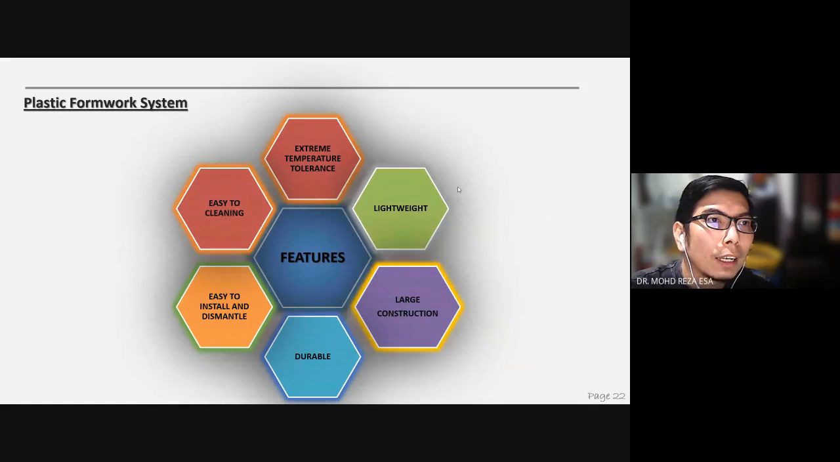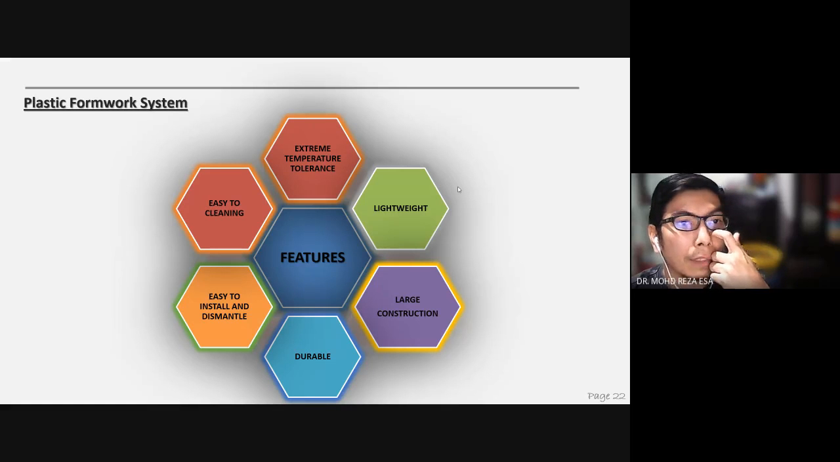Alright, next formwork system that we have is plastic, made of plastic. So these are some of the features of the plastic formwork system, the characteristics of this plastic formwork system, which include extreme temperature tolerance. Even though it's a plastic, tapi dia punya material is quite strong enough to receive any extreme temperature. Especially we're talking about our country, Malaysia, especially during the hot season, masa cuaca panas dan sebagainya. So tak adalah the plastic tu boleh cair dan sebagainya.